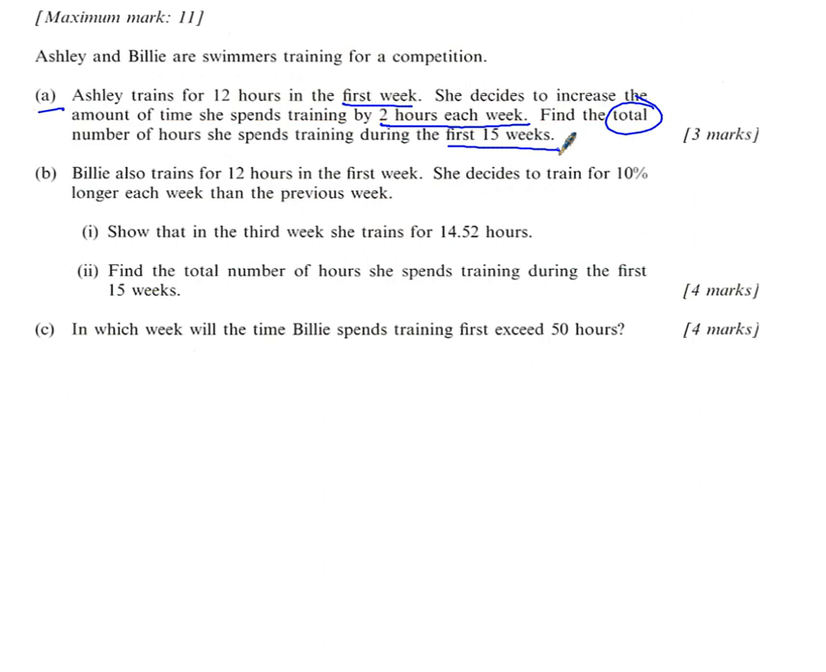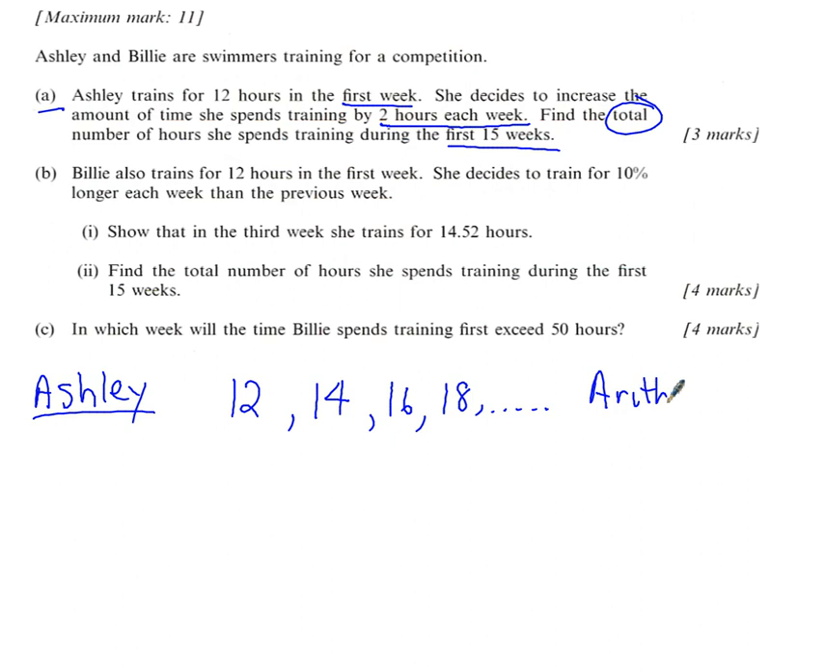Okay, if I've got a written question like this, the first thing I want to do is have a look at what that sequence looks like. So let's start here. Week 1, we've got 12 hours. What's she going to do in week 2? She's going to increase her training by 2 hours. So the next week she's going to train 14 hours, next week 16 hours, next week 18 hours, and so on. So we can see a nice arithmetic sequence there. Arithmetic. Okay. So now we know we can apply anything we know about arithmetic sequences and series to this situation.